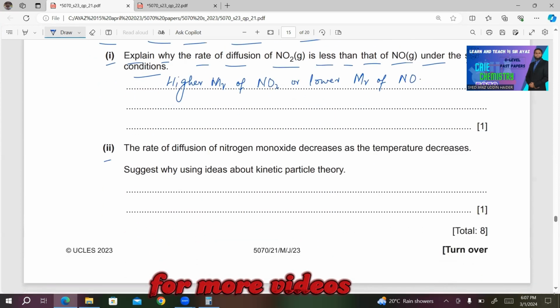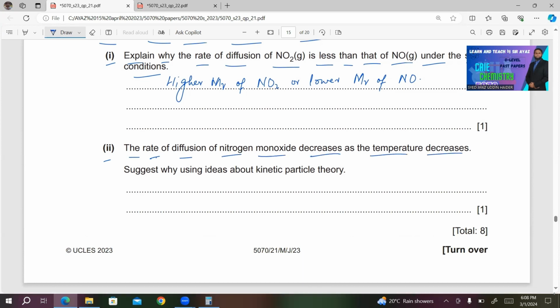Number 2, the rate of diffusion of nitrogen monoxide decreases as the temperature decreases. Explain why, using ideas about kinetic particle theory. Molecules have less kinetic energy.